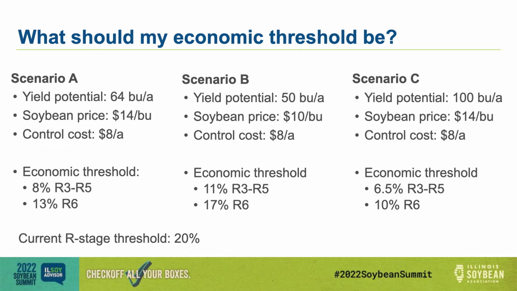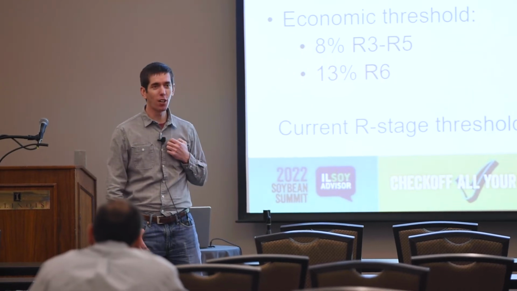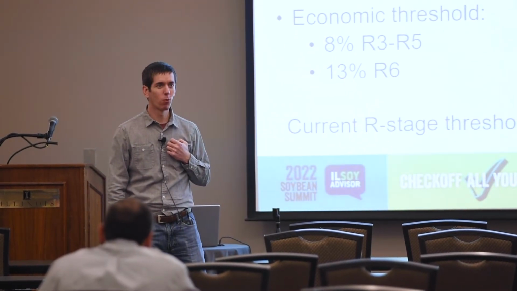And then I figured I'd do one: what if we're really pushing it on yield? What if we've got a 100 bushel field? There's a few of those out there, more than there used to be. And we can drop it to about 6.5. Doesn't happen very often, but it happens. That's about as low as I can make it go if we're talking about a standalone threshold.